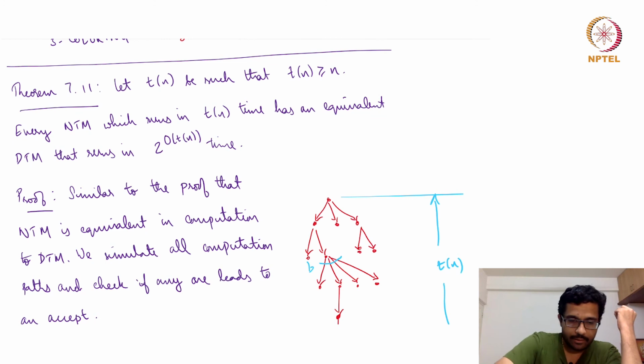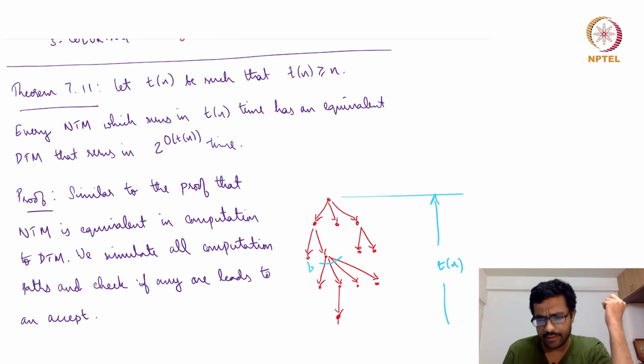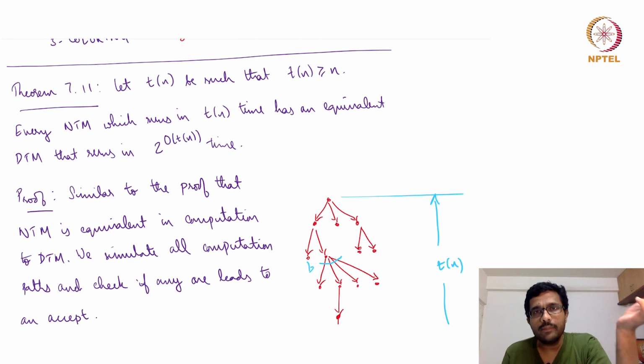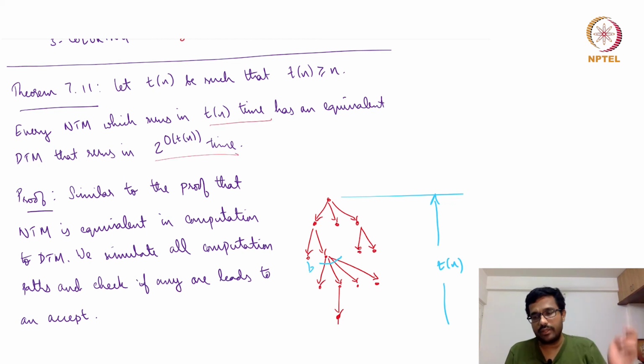Again, this is Theorem 7.11. These numbers are from Sipser, in the time complexity chapter. I think the second edition is what I have, perhaps the third edition. What it says is that if there is a non-deterministic Turing machine that runs in T(n) time, deciding a certain language, then there is an equivalent deterministic Turing machine that runs in 2 power O(T(n)) time that decides the same language. So equivalent means they both decide the same language.